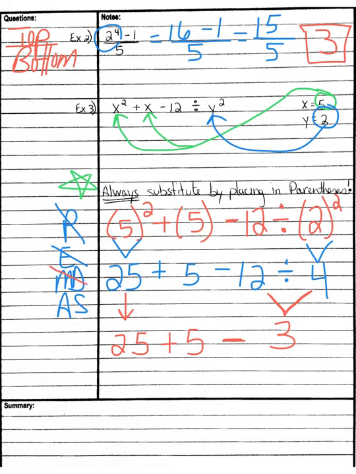And the very last step is addition and subtraction, and we need to make sure we go left to right. So which one comes first? The 25 plus 5 comes first, which is 30. Bring down your subtract 3, and 30 minus 3 is 27. You have evaluated, simplified this problem.